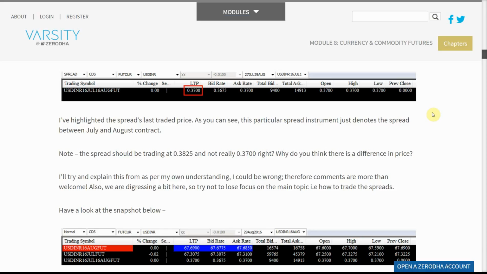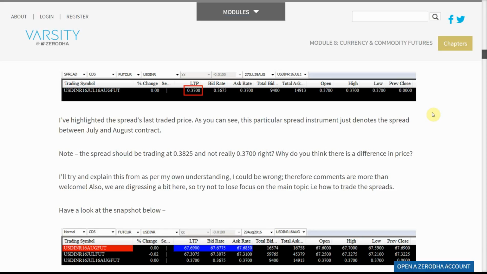Why do you think there is a difference in price? I'll try and explain this from my own understanding. I could be wrong. Therefore, comments are more than welcome. Also, we are digressing a bit here, so try not to lose focus on the main topic, i.e. how to trade the spreads.